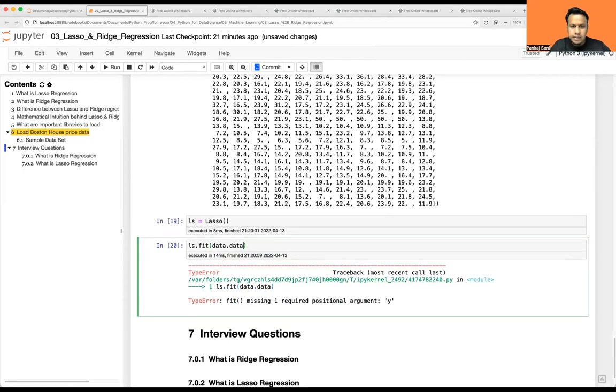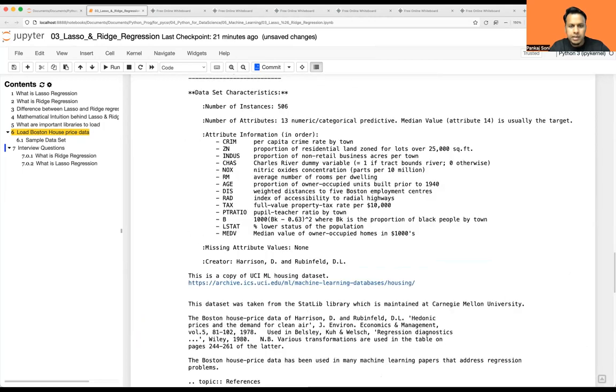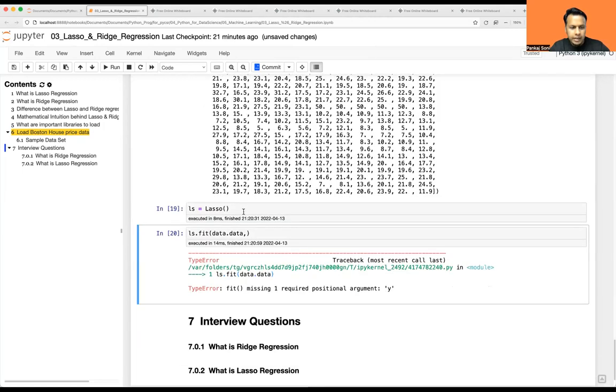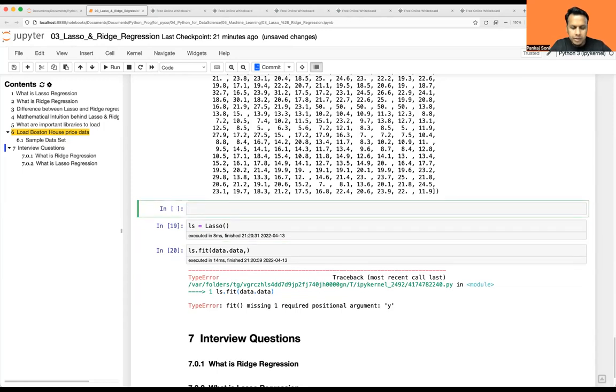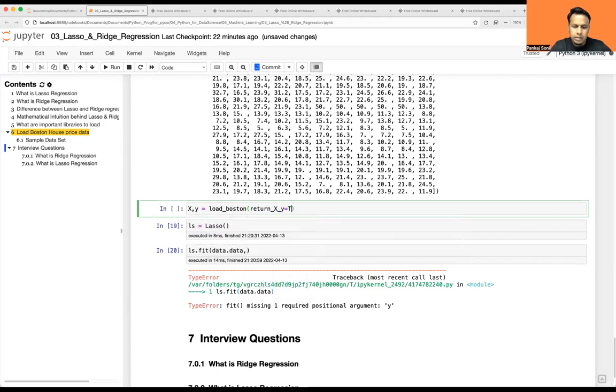Okay, and data.data is nothing but your x. So what you can do here, I just showed you all the description, right? I'm going to load the data again to make it a more simplified version. This is just for your reference. Load data, and here there is one parameter called return_X_y. Just make it true.